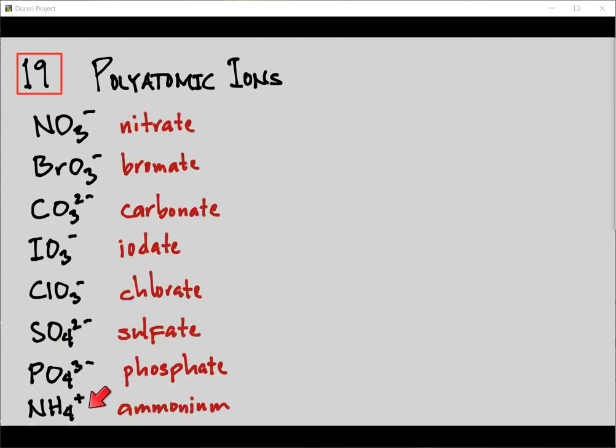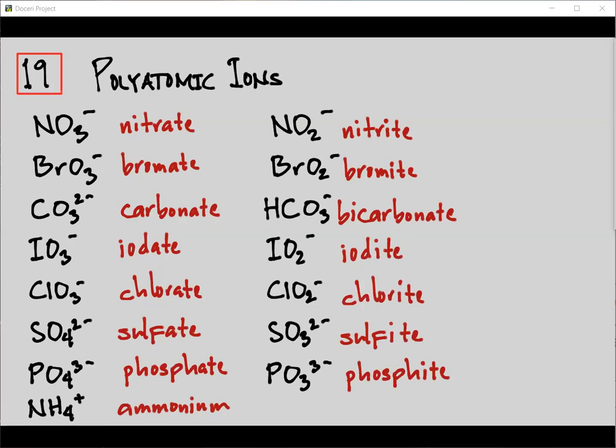And from here, you can generate a lot of other polyatomic ions that contain one less oxygen or one extra oxygen. So for example, the first one here, we have NO2 with a negative charge, so it has one less oxygen, and the name changes from nitrate to nitrite. So we're essentially replacing the suffix -ate with -ite.